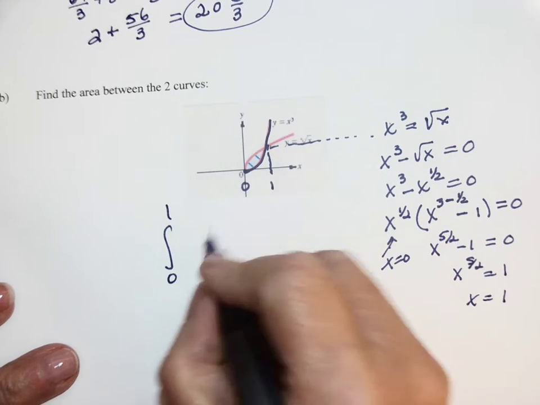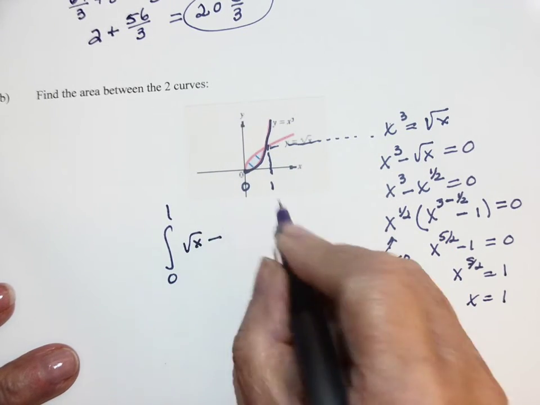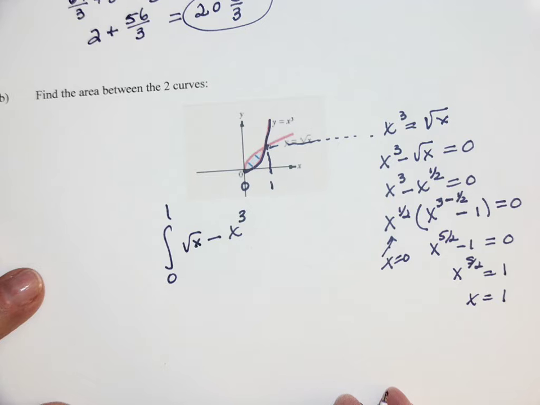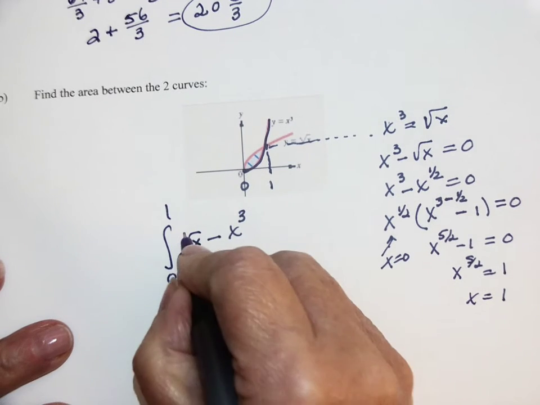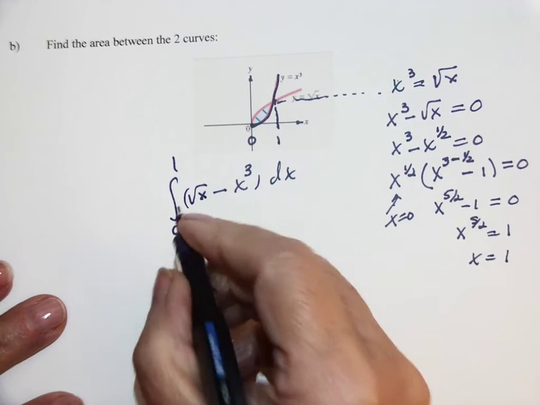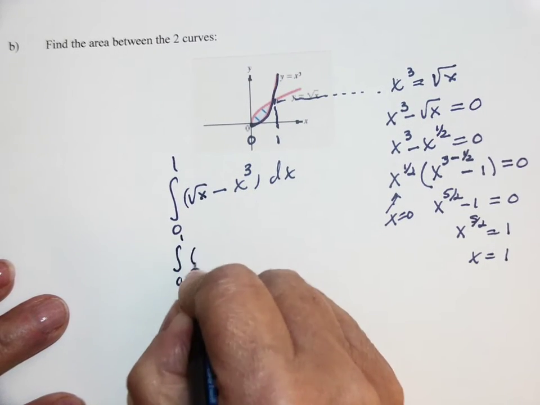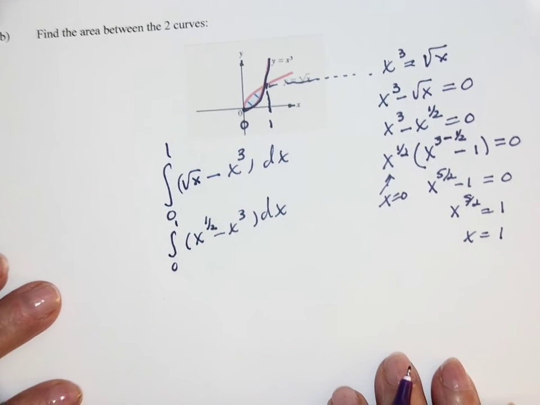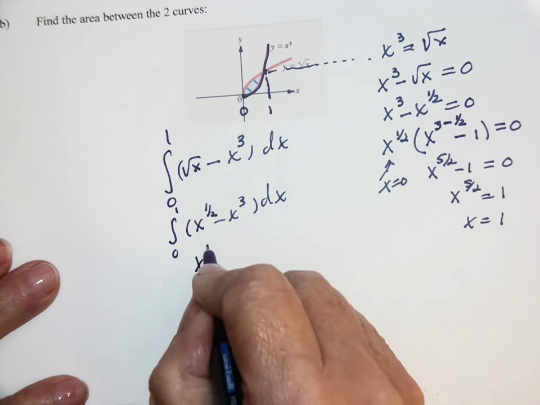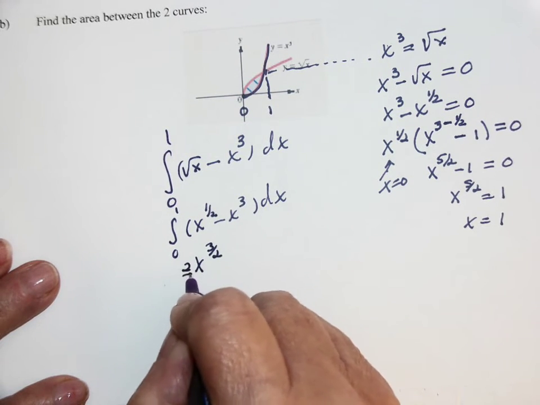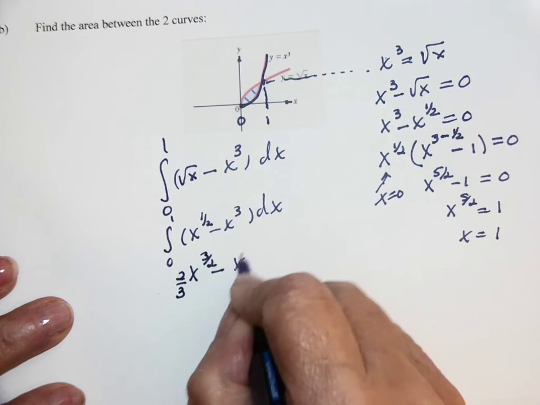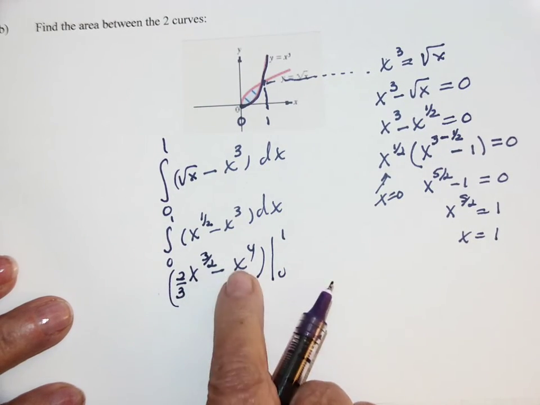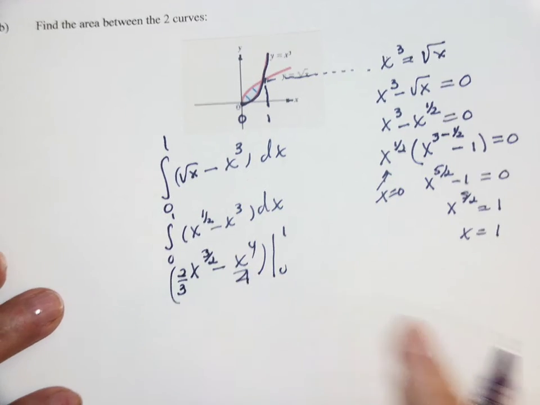Upper curve being the square root of x, minus the lower curve, which is x cubed, dx, which is the integral from 0 to 1 of x to the 1/2 minus x cubed dx, which is x to the 3/2 over 3/2, which is 2/3, minus x to the 4 over 4, evaluated from 0 to 1. 0 gives me nothing because this is 0 minus 0.